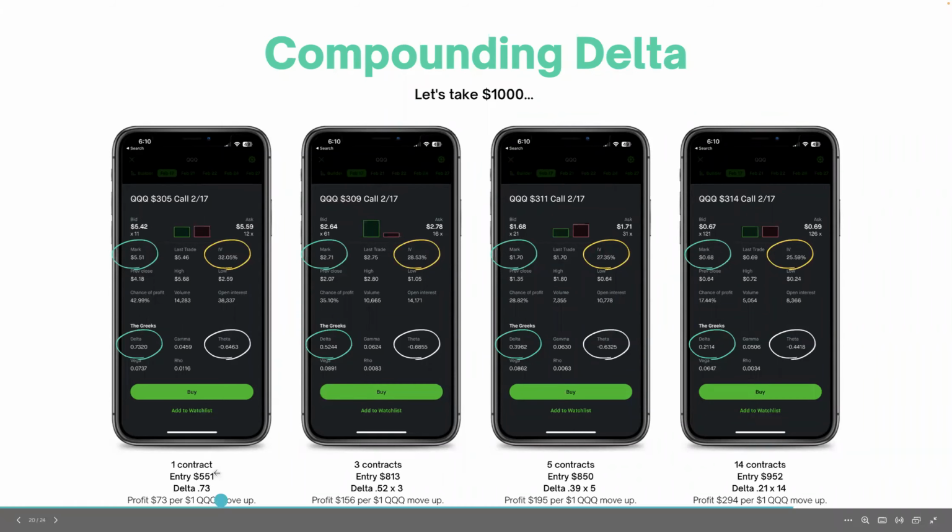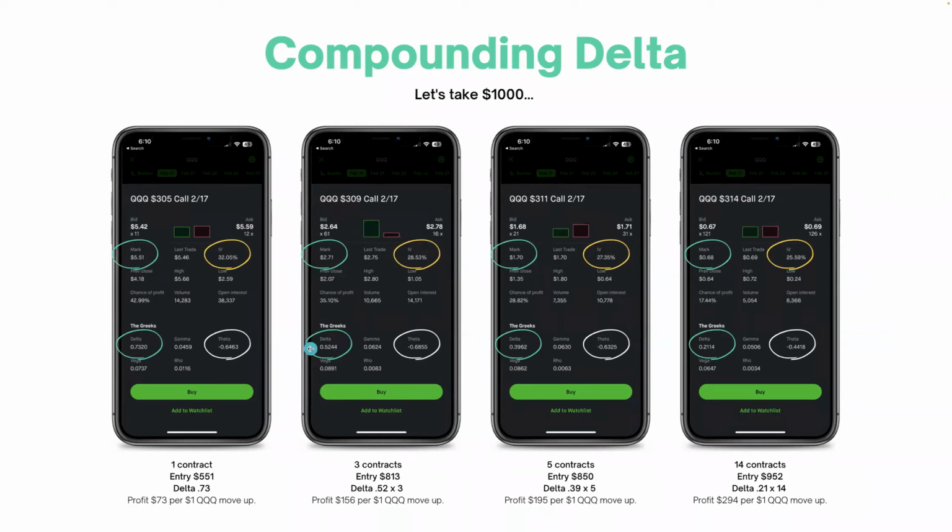The next one, this 309, based on this delta, right? The 0.52, this is right at the money. So we can get 3 of these, 3 contracts within our budget. Our entry cost is $813. Our delta is 52. So that times 3, we're making $156 every time the Qs go up $1.